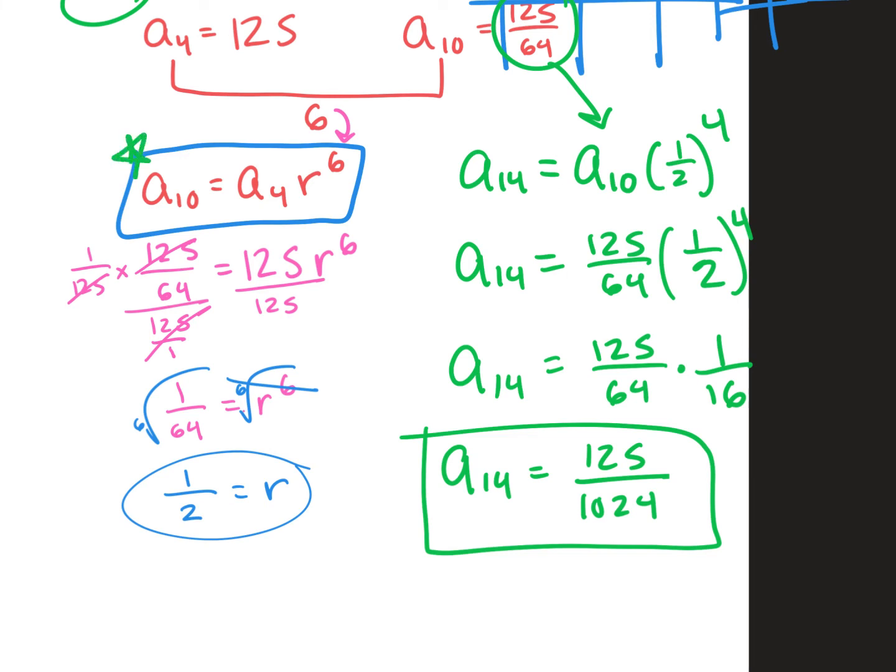This would be the formula way to think about it. So you always start with the one that's farther from your first term. So it would be like a sub f is equal to a sub c times r to the d, like this number comes from 10 minus 4. So you could say f minus c, whatever variables you use.